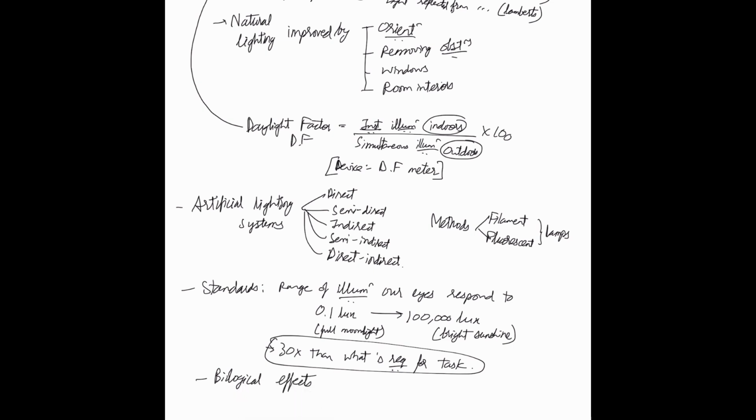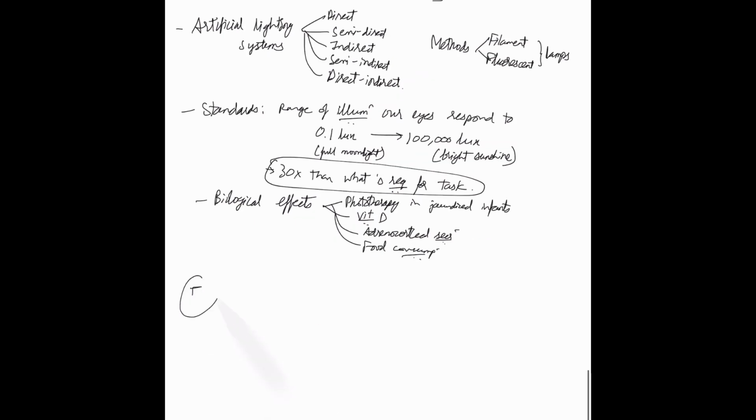The human body experiences a few biological effects of lighting. Four important ones are mentioned in the textbook: the phototherapy in jaundiced infants, the synthesis of vitamin D, the sunshine vitamin, adrenocortical secretions, that have a diurnal variation, and how it affects food consumption. These two are basically due to the diurnal variations.